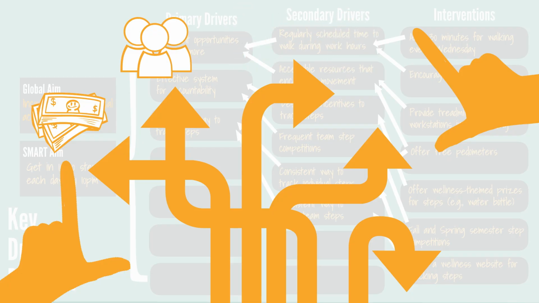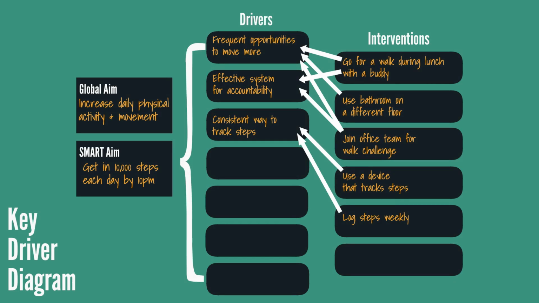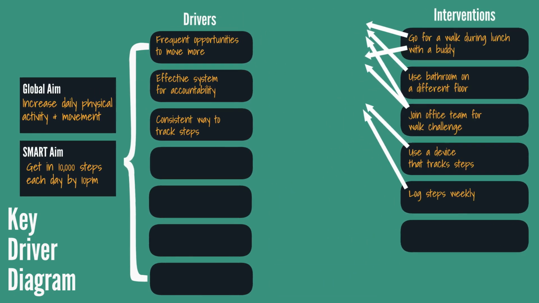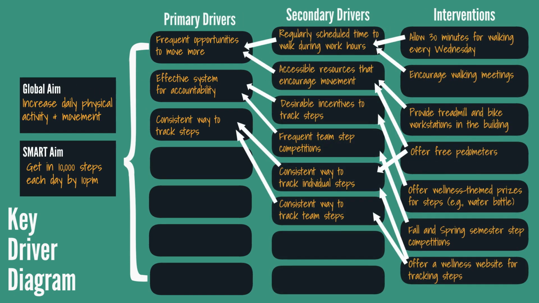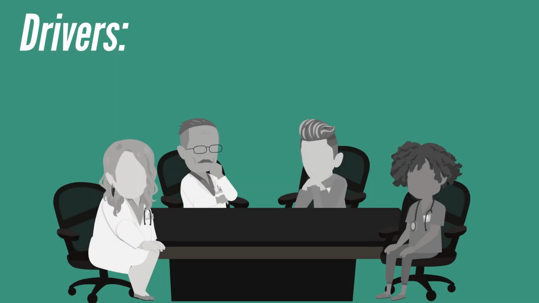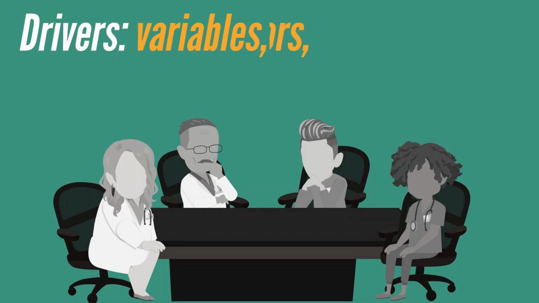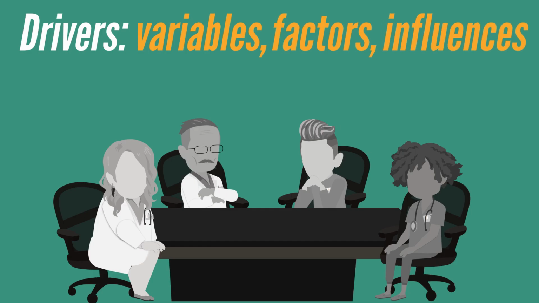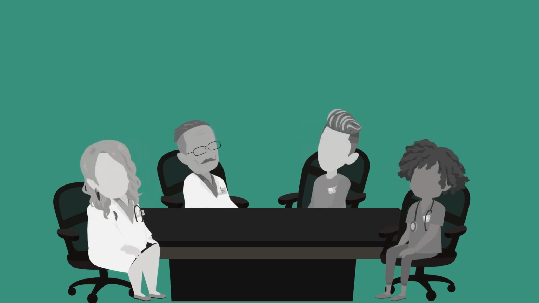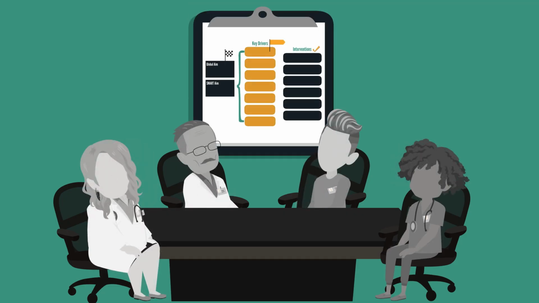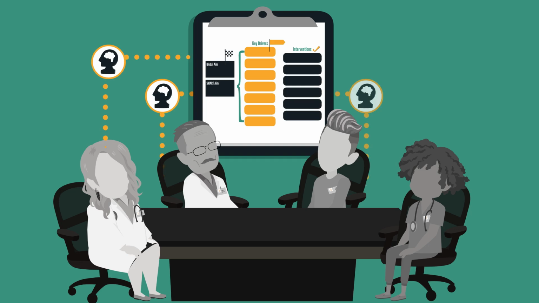In this video, we will provide tips for constructing the driver portion of a simple KDD. We'll also discuss how to expand to secondary drivers for a more complex and detailed KDD. As described in Part 1, drivers are variables, factors, or influences that you believe need to be in place to achieve the goal. Recall that the driver portion, or the middle part of the KDD, can serve as a way of tracking your hypotheses about what you think might help you achieve your SMART aims.